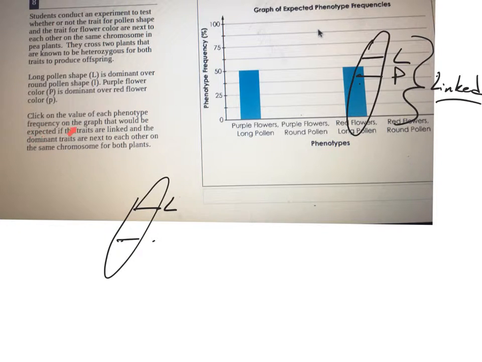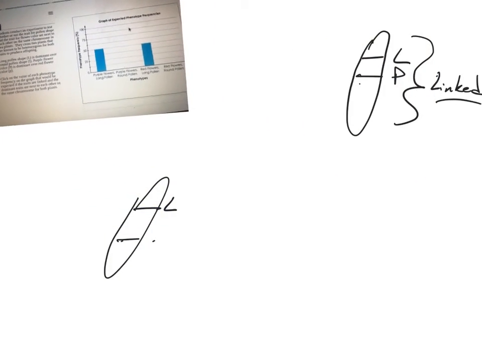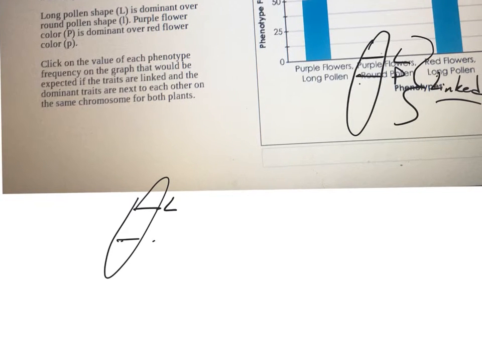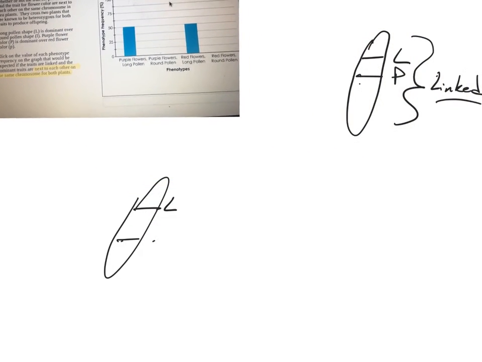The phenotype frequency on the graph that would be expected if the traits are linked and the dominant traits are next to each other on the same chromosome for both plants. Did you see that? This is the trick. This last sentence is what is going to allow you to solve this problem.